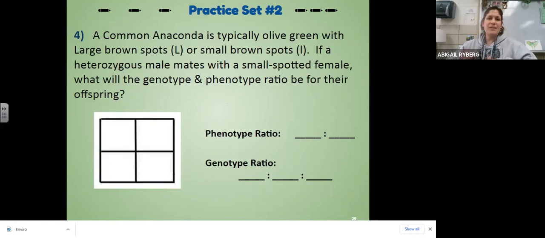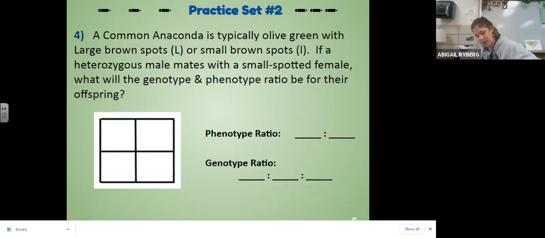Okay, so practice set number 2 is actually question 4. A common anaconda is typically olive green with large brown spots or small brown spots. You can see large brown are dominant. If a heterozygous male mates with a small spotted female, what will the genotype and phenotype ratio be for their offspring?